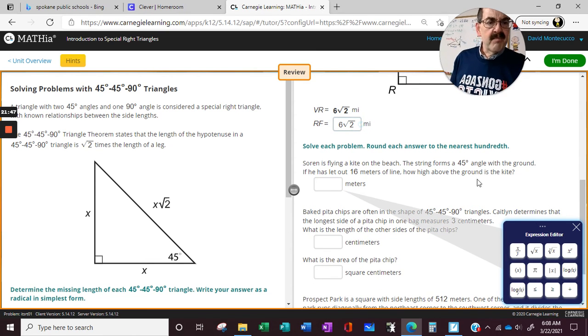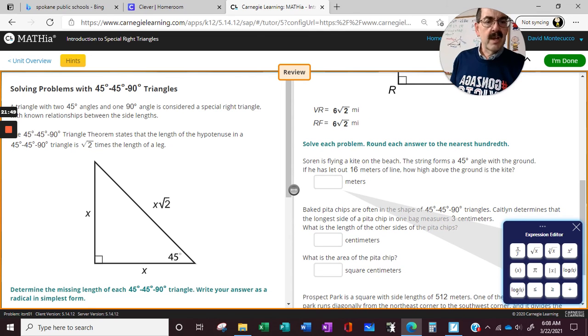Soren flies a kite on a beach. The string forms a 45-degree angle with the ground and is let out 16 meters. So we've got the kite up in the air. He's standing down here, and the string is 16. Divide it out. Literally, just divide out. 16 slash radical 2.